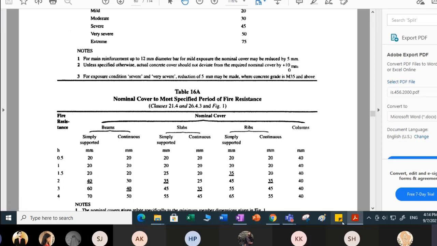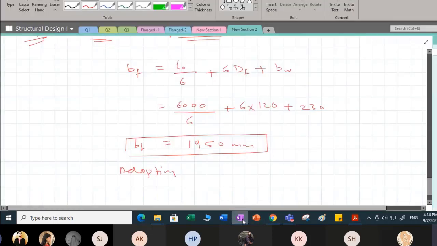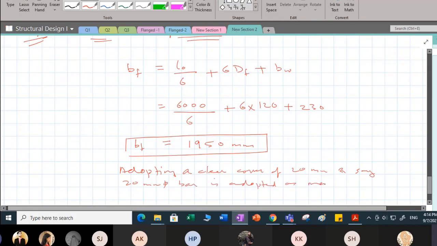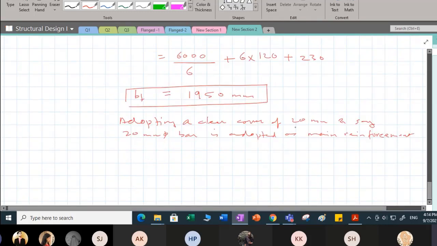So based on this, I am adopting a clear cover of 20 mm. I do not know what diameter of the bar I'm going to use, but say 20 mm dia bar is adopted as main reinforcement. Why I need this: to compute the effective cover.